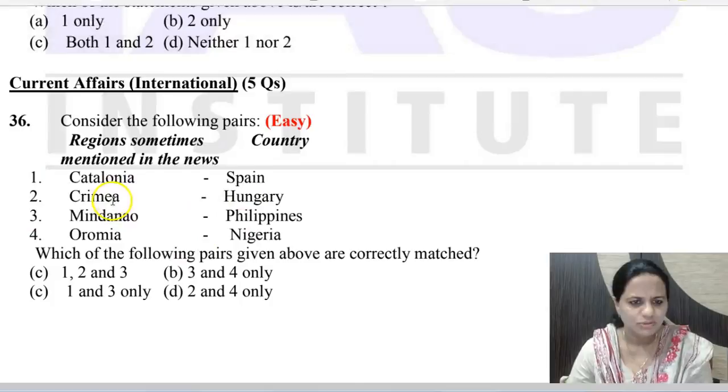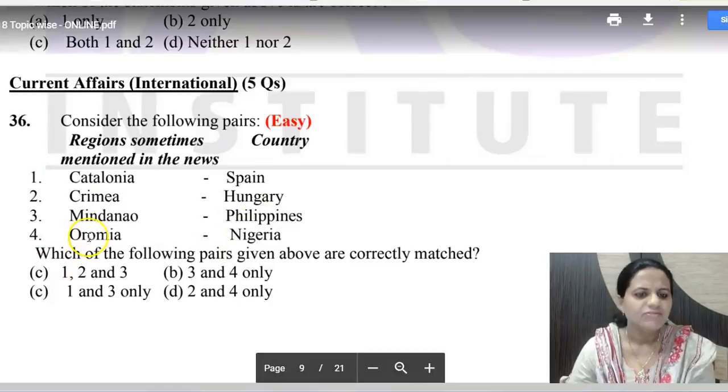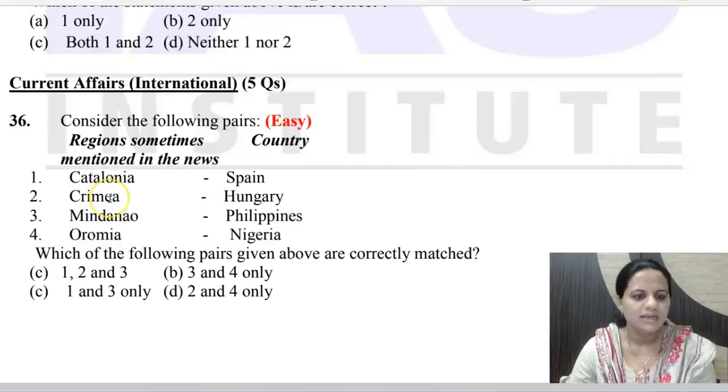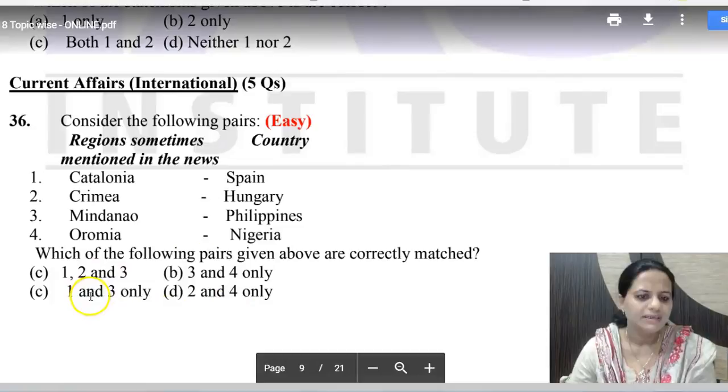So Crimea, you should know, it's nothing to do with Hungary. So 2 is surely incorrect. And if the remaining 2 you have not even heard, Mindanao and Oromia, still if you know Catalonia is correct and Crimea is incorrect, you can easily answer this question. Means 1 is correct and 2 is incorrect. So 2 is incorrect means A and D cannot be the option. And out of B and C, you have 1 is correct only in C. So option C is the correct answer. So 36 is C.